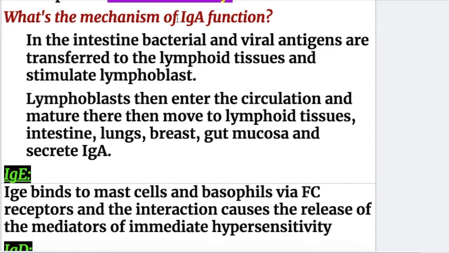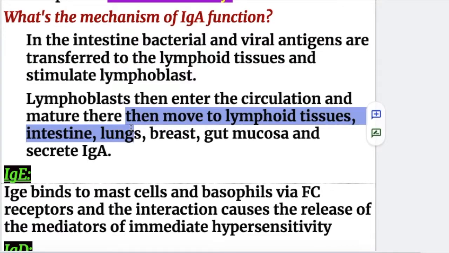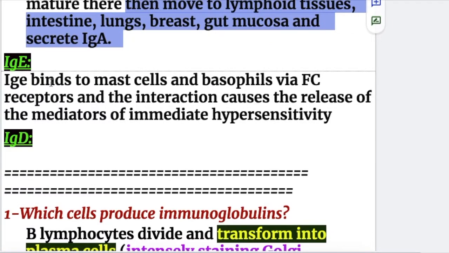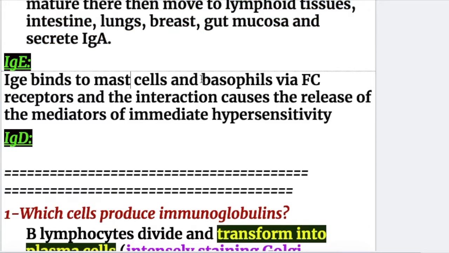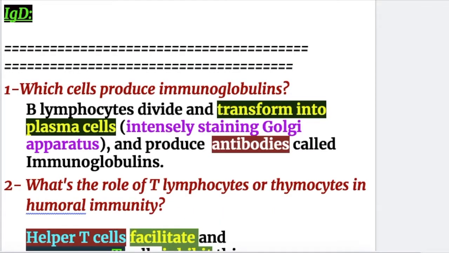What's the mechanism of IgA function? In the intestine, bacterial and viral antigens are transferred to the lymphoid tissues and stimulate lymphoblasts. Lymphoblasts then enter the circulation and mature there and then move to lymphoid tissues, intestine, lungs, breast, genitourinary tract mucosa, and secrete IgA. Now IgE binds to mast cells and basophils via Fc receptors, and the interaction causes the release of mediators of immediate hypersensitivity. Now answers to the questions.